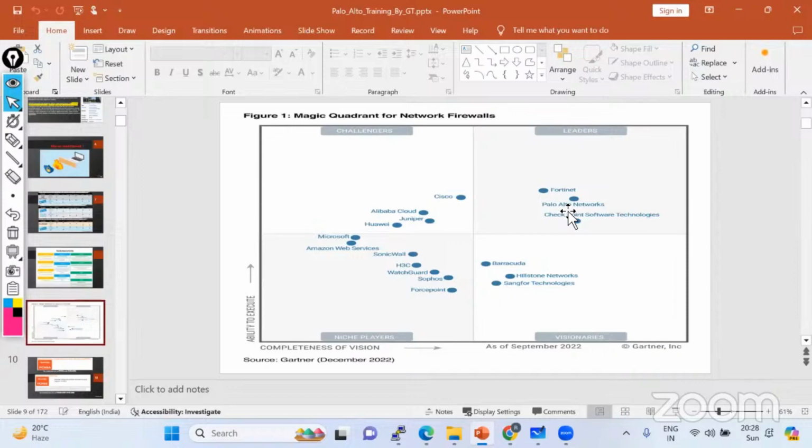Why? Because of their robust product. They have robust features, robust performance, and cost-wise it's very effective. And the support is superb, awesome. That's why these firewalls are, I can say, very much in demand in the market. People love to purchase them. Companies love to acquire these firewalls, and they love to hire engineers who have the skills of FortiGate and Palo Alto, right?